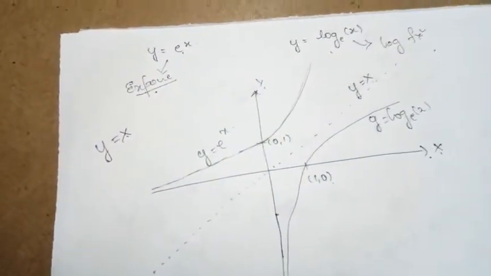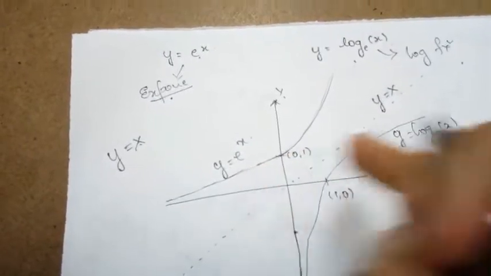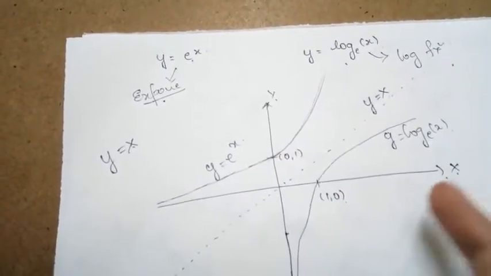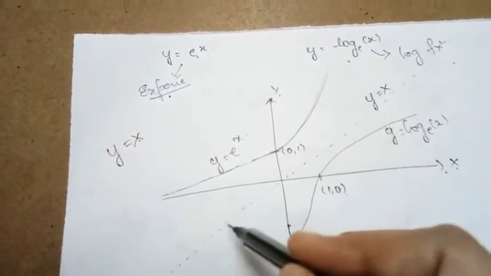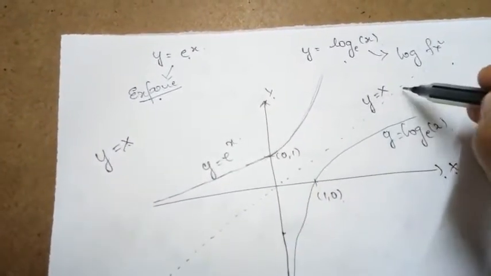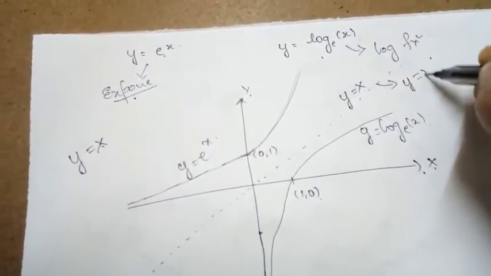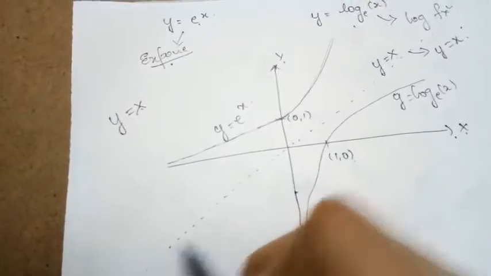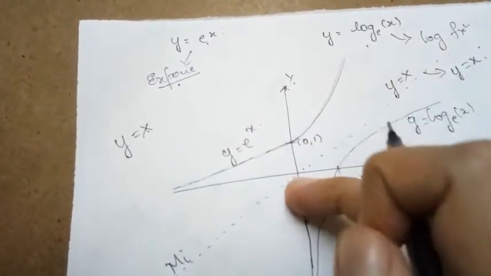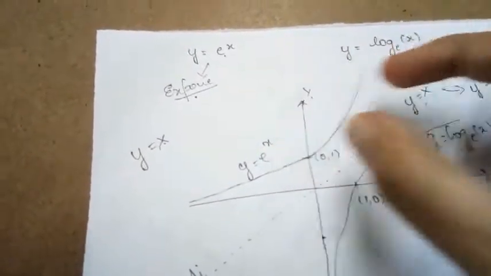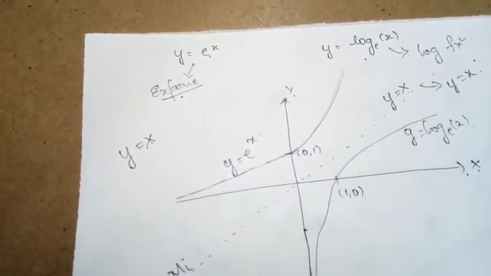You can see from the graph it is clear that the exponential curve and the logarithmic function are mirror images of each other. With respect to which line? With respect to the line y is equal to x. If I consider this y is equal to x line as a mirror, then with respect to this line, the exponential curve and the logarithmic function are mirror images of one another.